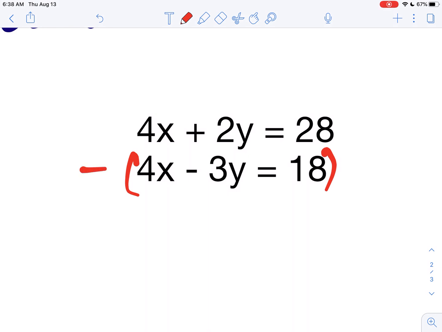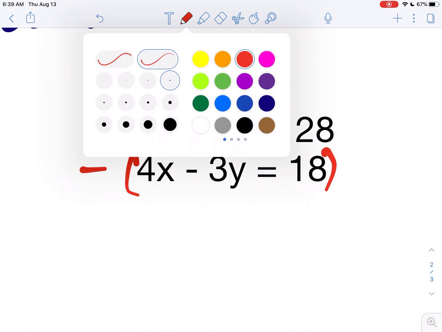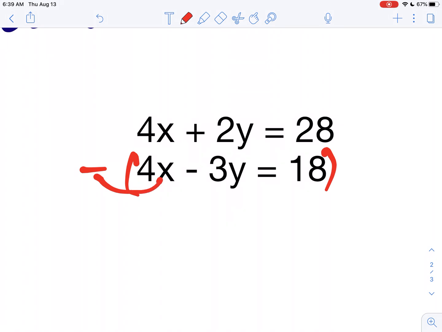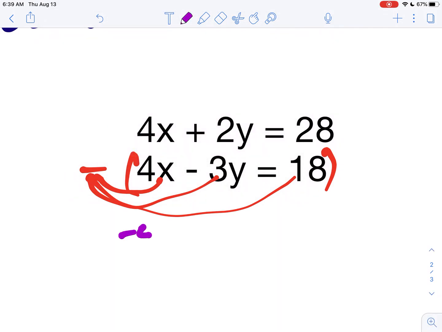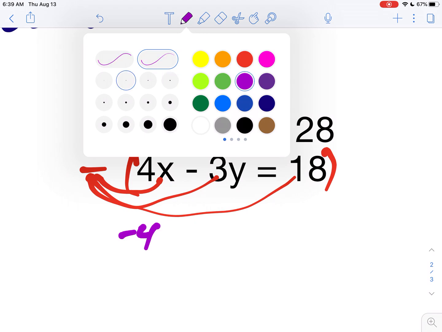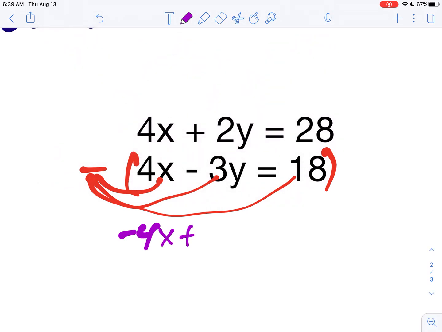Now, one thing I've noticed in the past is a lot of students make the mistake when they're subtracting. So here's what we're going to do. We're going to distribute that negative sign into that parenthesis. So I'm going to take negative 4x, positive 3y, negative 18. So I'm going to rewrite that as negative 4x plus 3y equals negative 18. Don't forget that 18. Sometimes people forget to distribute across the equal sign. You're subtracting the entire parentheses.